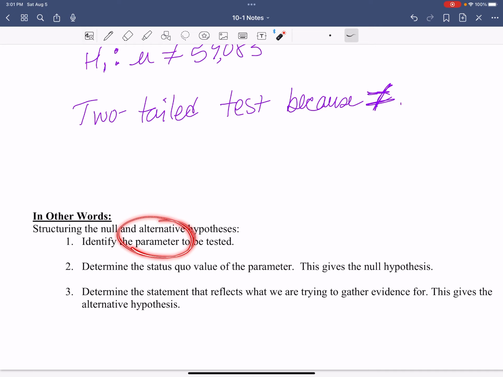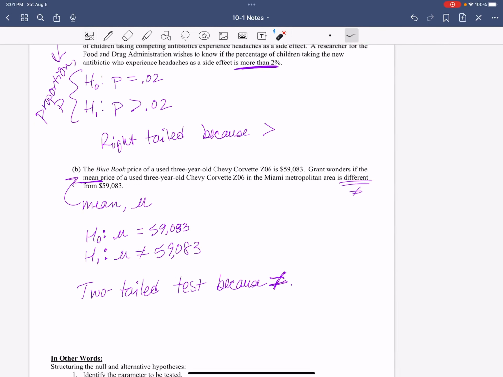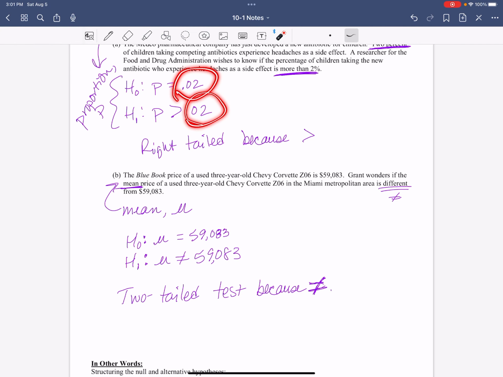No matter what, look at this, I'm going to squeeze this in. 0.02, 0.02. 59,083, 59,083. It's the same numbers here. I'm talking about the mean, still talking about the mean. Talking about a proportion, still talking about a proportion. The null is what I already know. That will always be an equal. The literal only thing that changes is the symbol in the alternative hypothesis. All right? Pretty cool, right? It's not that bad. Just reading the problem and writing out what it is that you see.